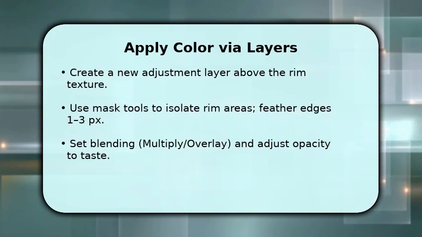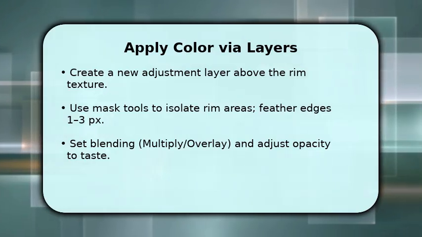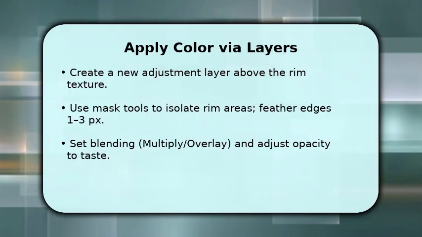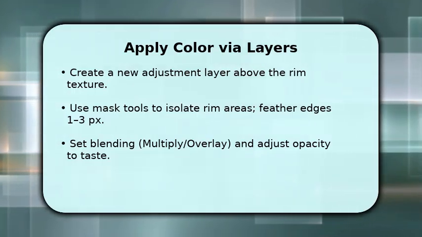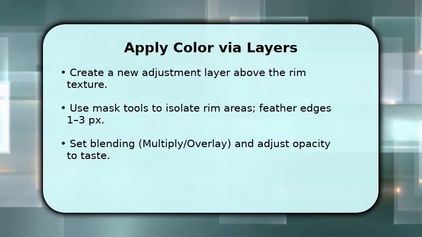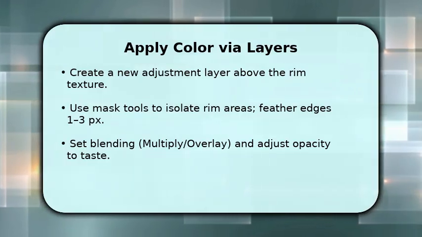You now create an adjustment layer and position it above the rim's base texture so color edits affect only that surface. Next, use the polygon or brush mask to precisely isolate spokes, lip, and hub, feathering 1 to 3 pixels to avoid hard seams. This controls the transition between painted and original material.